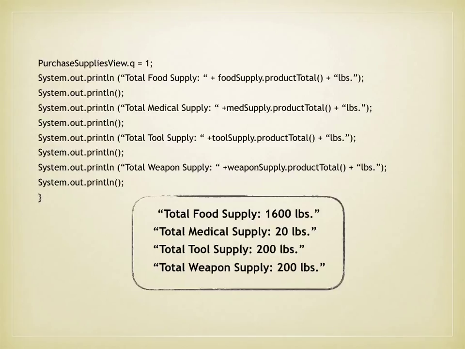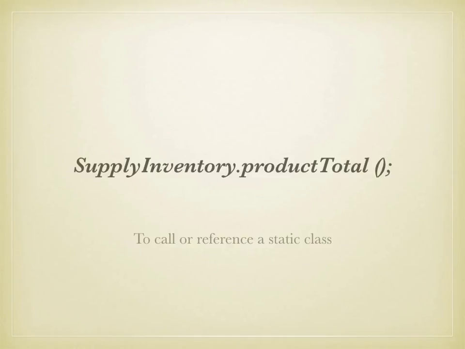Then several command lines are sent to print on the console. The object is first stated, followed by a dot, and the product total method. Remember, this is x times q, or pounds times quantity. For instance, the medical supply was assigned 20 pounds and the quantity is 1, so the printed statement would read, total medical supplies 20 pounds.